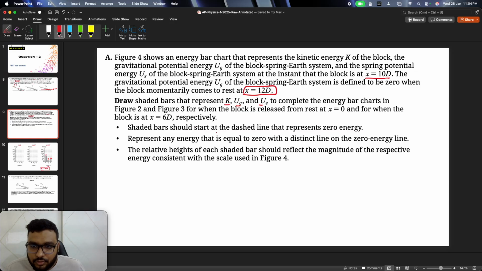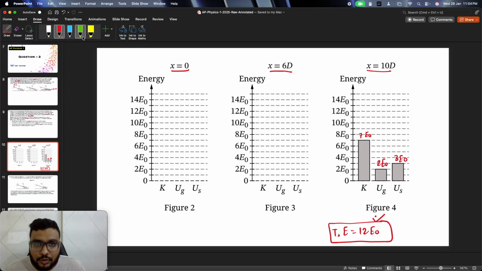Shaded bars should start at the dashed line that represents 0 energy, and represent any energy that is equal to 0 with a distinct line. So the first thing we understand from here is that the total energy of the system is 12 E naught. Okay, total energy of the system is given as 12 E naught.